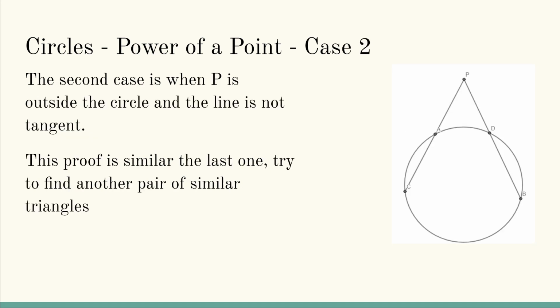Right. Now I have a second case where P is outside of the circle and the line is not tangent. So this proof is also quite similar, where you try to find a pair of similar triangles, but it's a bit harder, so I'll give you some time again.